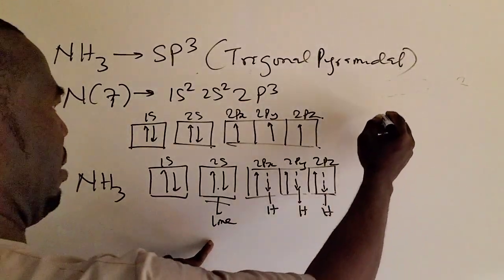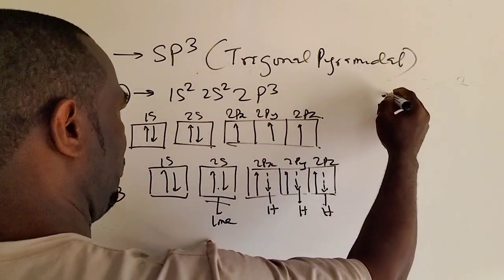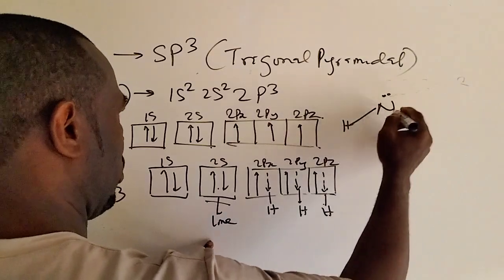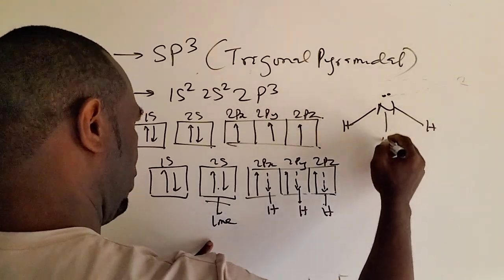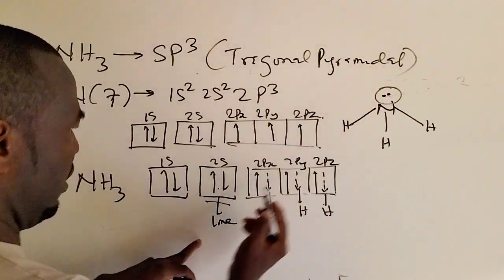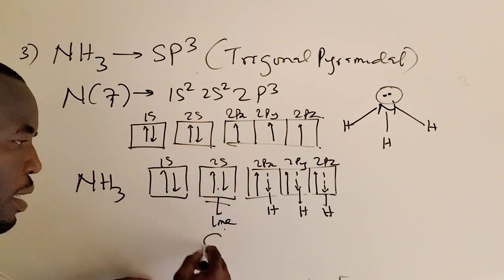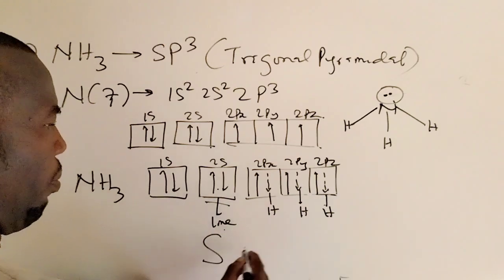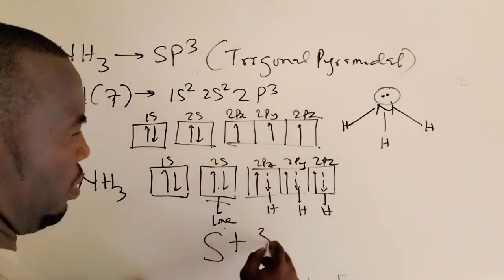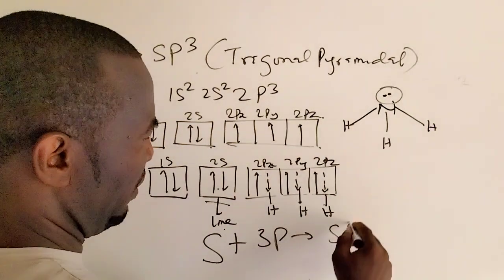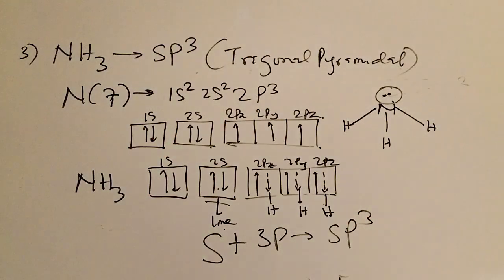If you draw the shape of ammonia, remember the shape, trigonal pyramidal, there's a lone pair of electrons on top of nitrogen. So that 2 electrons here is the lone pair that is on the 2s. So we'll include this s, the lone pair, plus 3 of the p's. That gives us sp3 hybridization in ammonia.